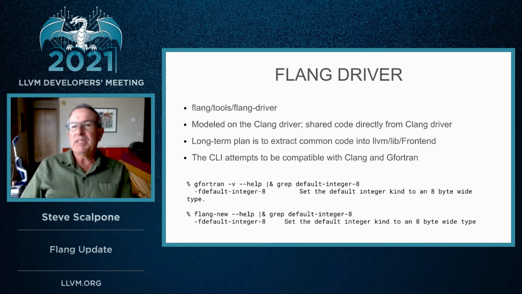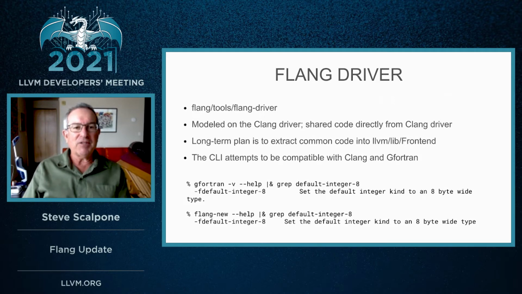One of the things that's been built is a Flang driver. Every compiler needs a driver, and it's the command line interface that is used to pass commands down to the compiler. Now it's modeled on the Clang driver, and the code is shared directly from the Clang driver subdirectories. The long-term plan is to extract that code from Clang into its own subdirectory and put that in the front end.